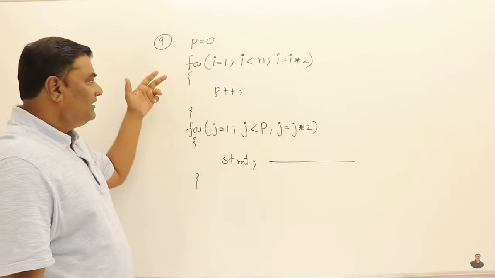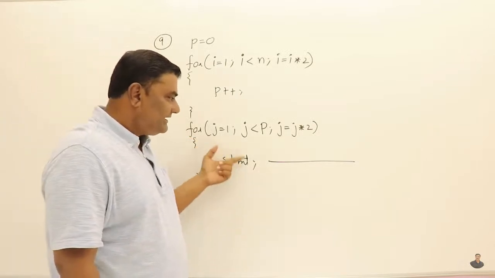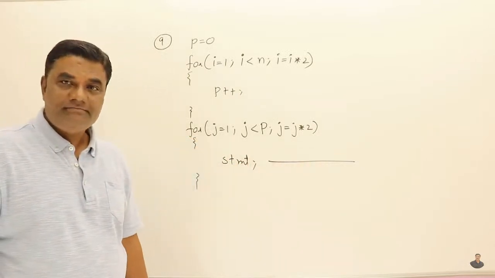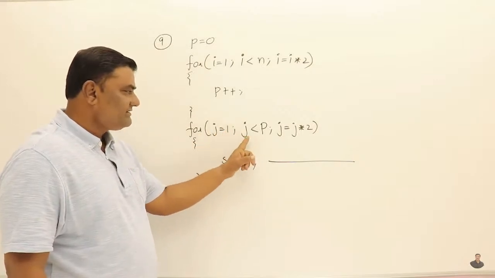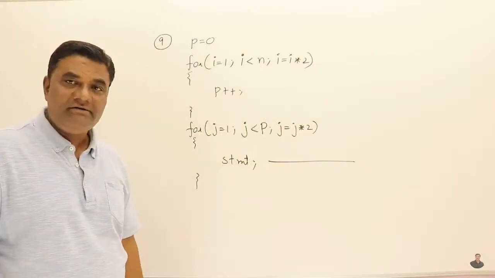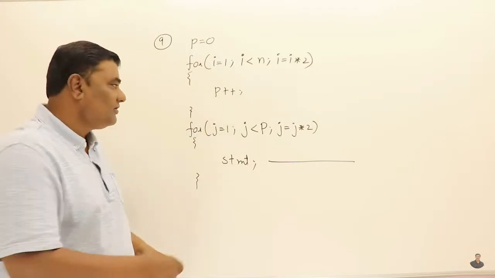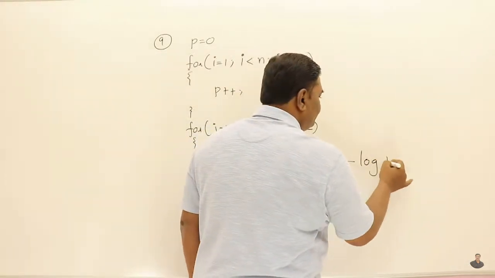Now which one? I have 2 loops here, independent loops. For the next loop, I have to find out the time taken by this statement. If I observe only this one, then j is taking values starting from 1, j is less than n, and j is updated by multiplying by 2 every time. So this is going to take a log value. Log of what? Log of p. So this is log p.